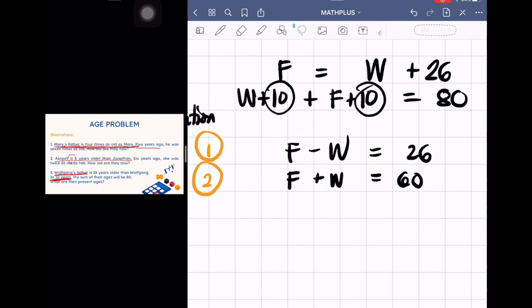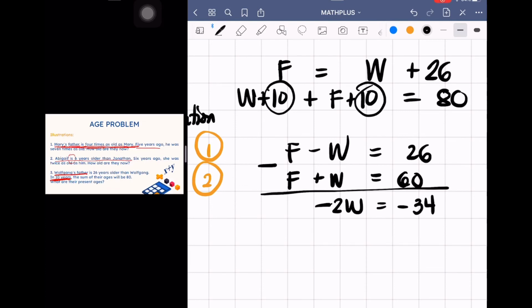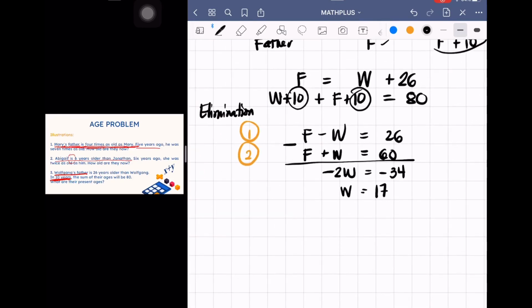Okay. So, you can eliminate either of the two. If I eliminate F, I will subtract the equations. If I eliminate W, I have to add the equations, because they have different signs. So anyway, I will eliminate F. I'll subtract the equations, and this will result in negative W minus W, that's negative 2W, equal to 26 minus 60, that's negative 34, I think. Dividing both sides by negative 2, you get W, Wolfgang's age, as positive 17.